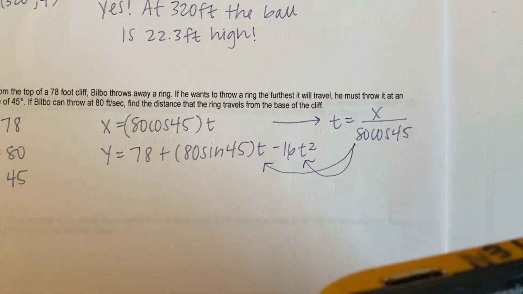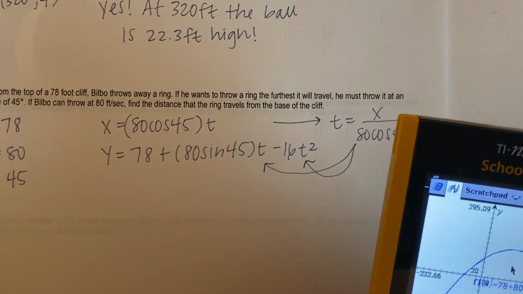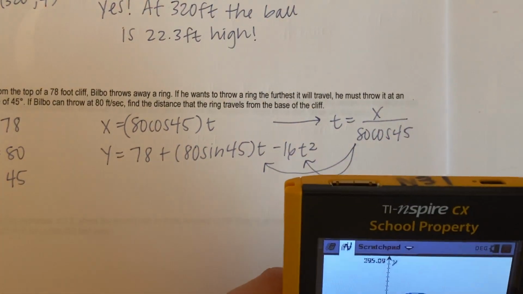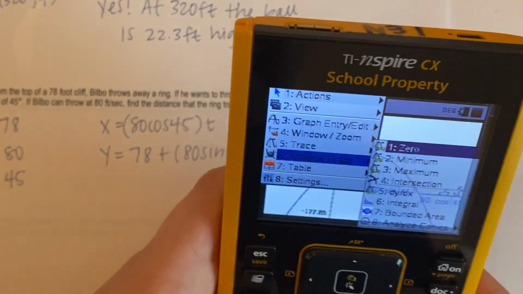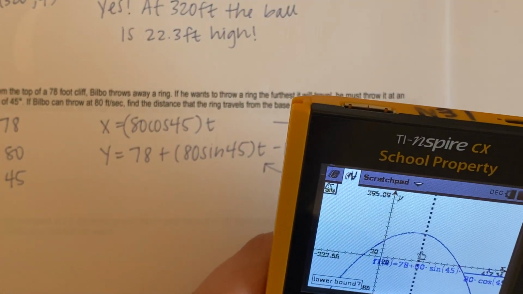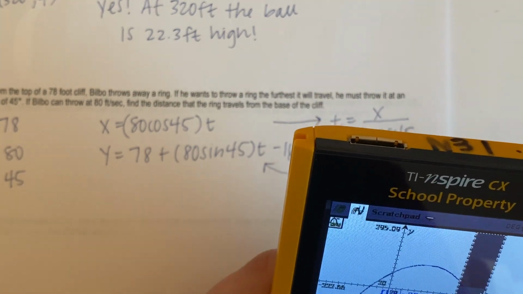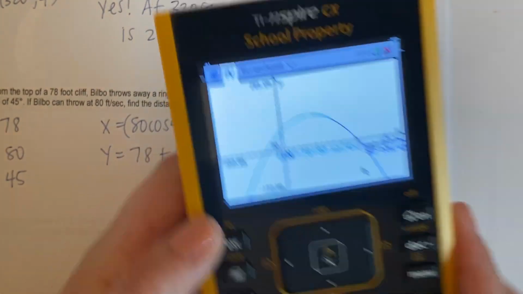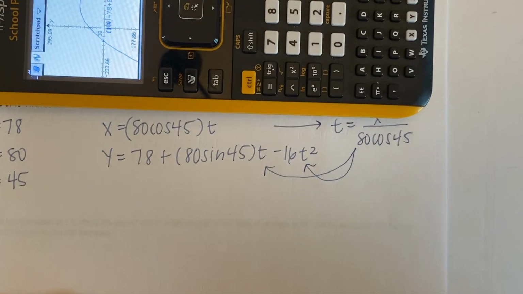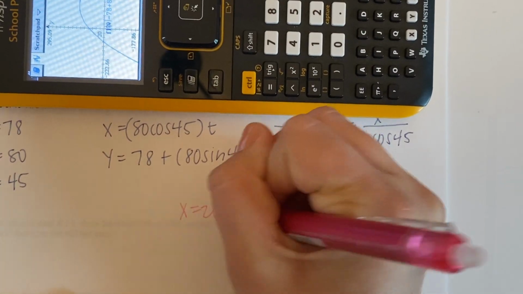Okay, so what's our question? If Bilbo can throw 80 feet per second, find the distance the ring travels from the base. So I just need to find this distance over here. That's a zero. So our answer, oh my gosh, it's a beautiful whole number. Did y'all get 260 feet?